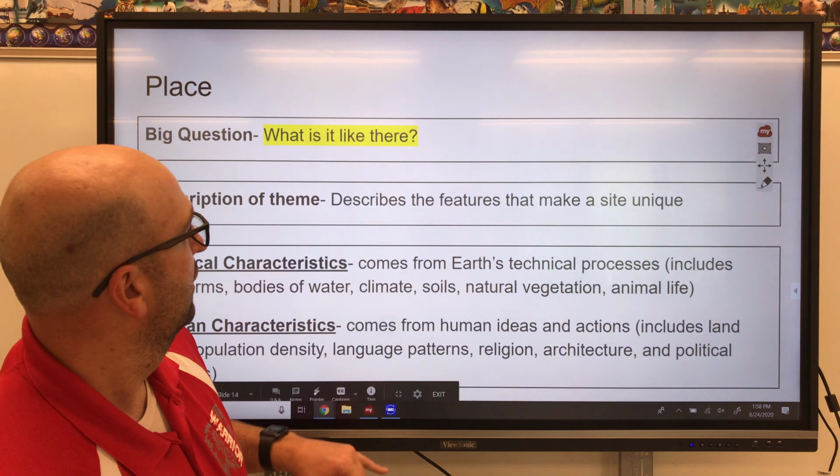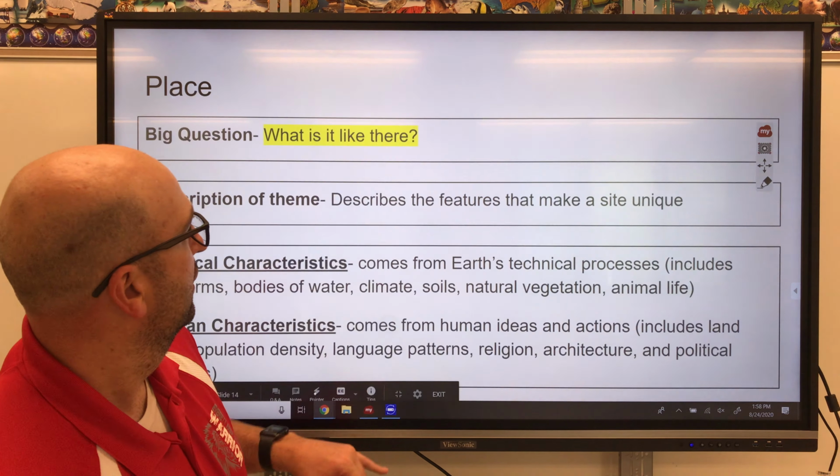Our next theme is place. The big question for place is, what is it like there? So if I'm asking somebody to describe to me an area, you're telling me about its place. And you're going to be using 2 types of characteristics, both human characteristics and physical characteristics. Physical characteristics come from the Earth's physical processes themselves. If I'm describing Colorado, I might talk about the tall mountains that are found throughout the state.